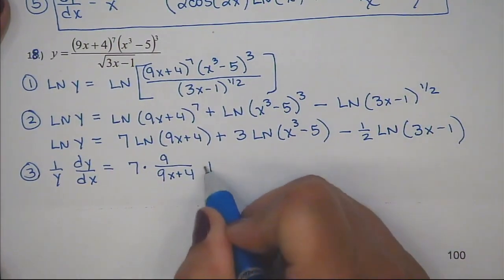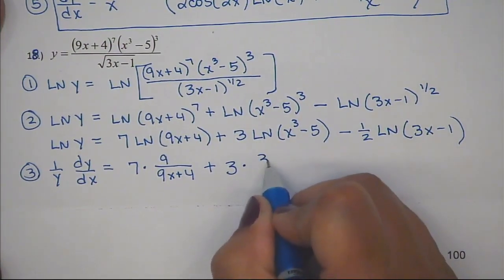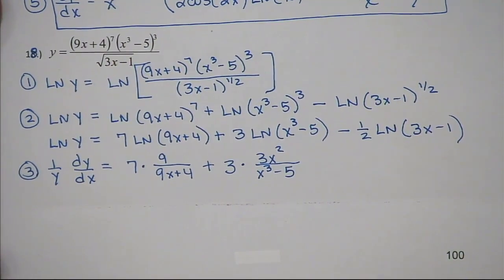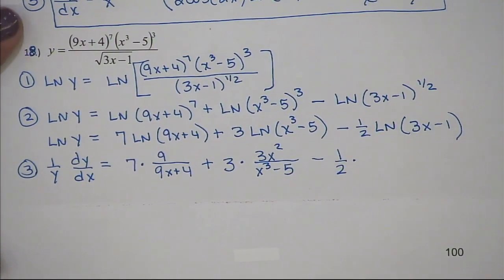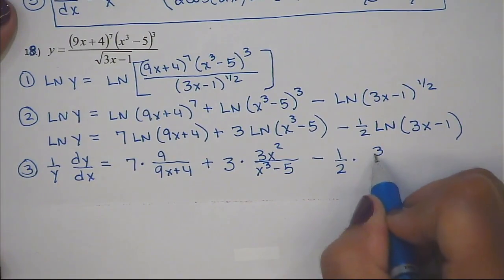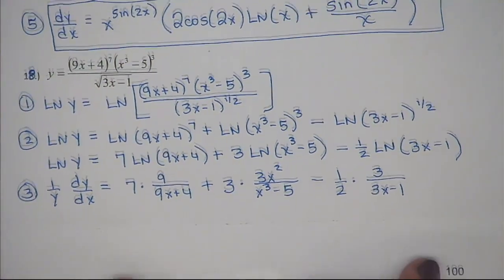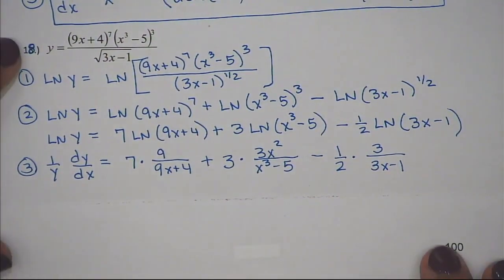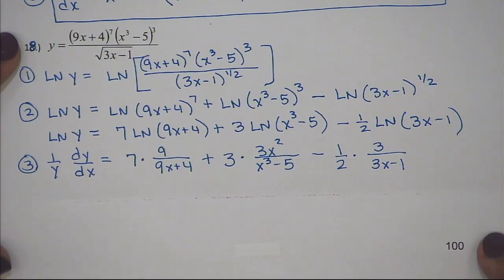Plus 3, leave that 3 out front, times the derivative of x cubed minus 5, that's 3x squared, goes on the top. x cubed minus 5 goes in the bottom. Minus the 1/2, and then the derivative of 3x minus 1 is 3 over 3x minus 1. So yes, it might have taken a little longer, because if you do the quotient rule or your regular rules, you can stop after the first step. But this is nice because it cleans it up for you. And if it's multiple choice, it's going to be this way.